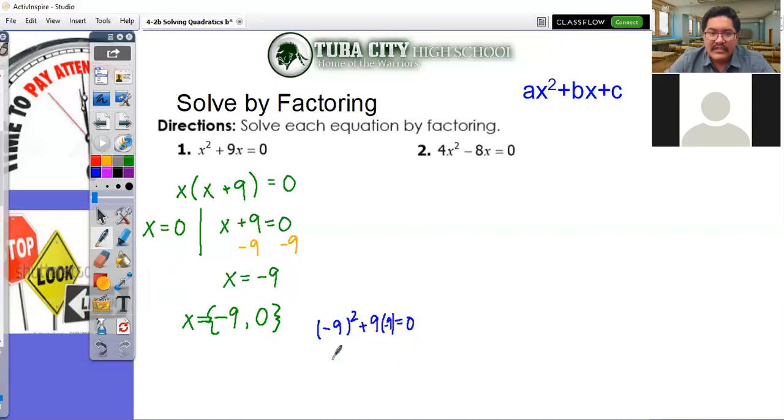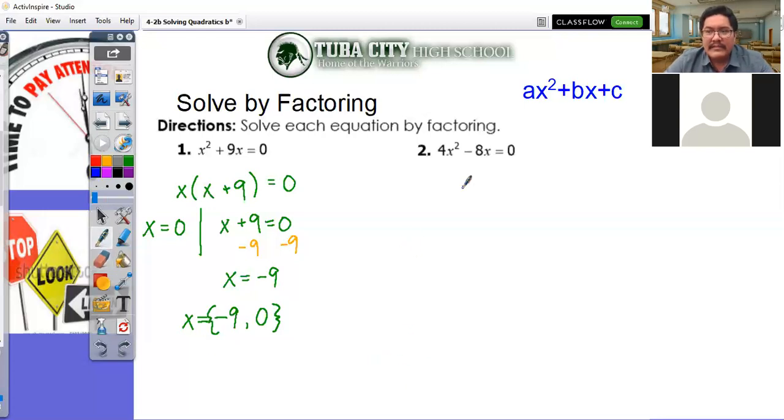So -9 squared is going to be +81. 9 times -9 is -81. 81 minus 81 equals 0, so this is true. So if I plug any of these numbers into the original, I should get 0 as the output, right? The result is going to be 0. That's another reason why we call them zeros.